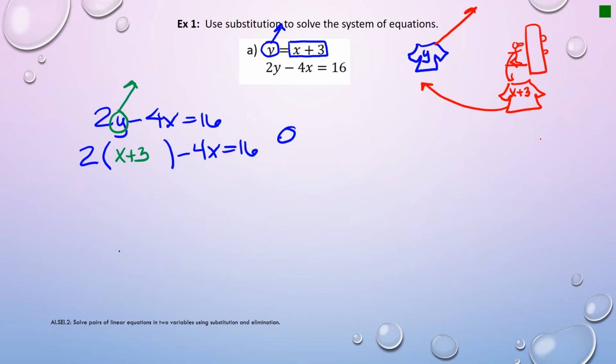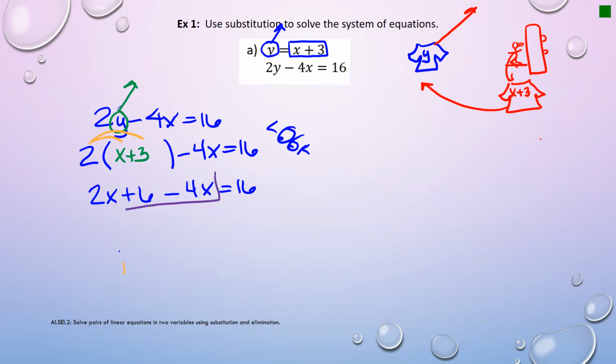Now at this point, this is where your eyeballs are looking. You're looking at this problem and you're saying, what do I need to do to solve that? That's what you sound like in your head. You're going to distribute. When you multiply 2 times x, you get 2x. When you multiply 2 times 3, you get 6. Now, still on the court is a minus 4x equals 16. So what happened is we kicked y off the court and we brought in x plus 3.